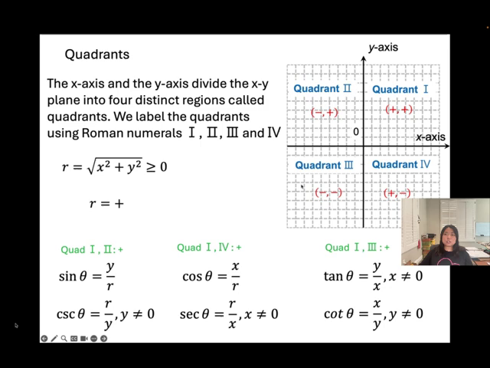I just explained the quadrants here, 1, 2, 3, 4, and gave you the heads up on which quadrants are positive and which are negative for the 6 trigonometric functions. In section 1.4, we're going to talk about this part again.